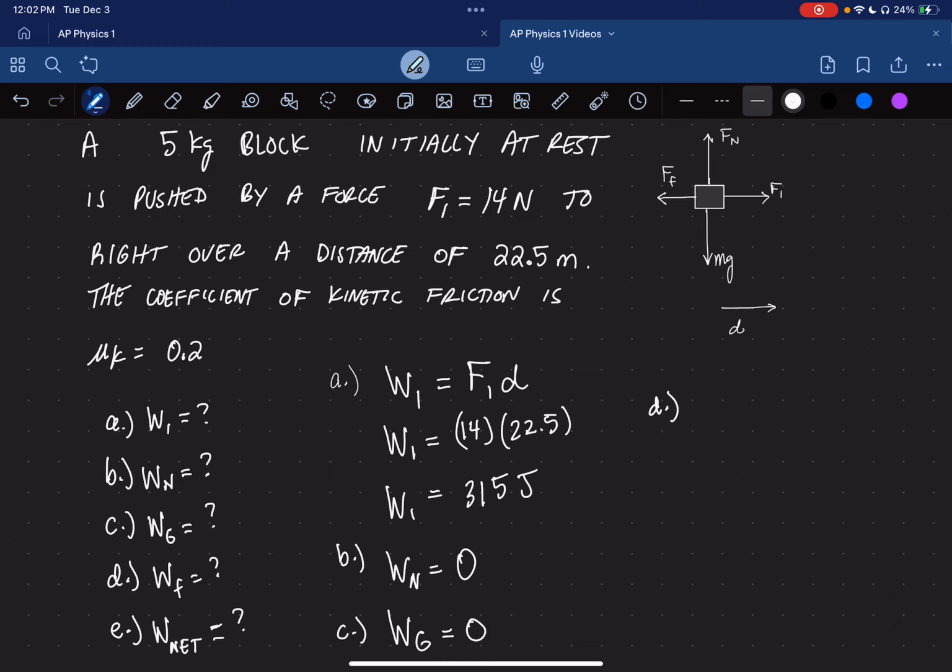Okay, finally, the work done by friction. Friction goes in this direction, distance goes here. So since those are opposite directions, we would use the work done by friction is negative friction force times distance. We know distance. Of course, they don't give us the friction force here. They do give us mu sub k, and so we remember that the friction force is mu sub k times Fn, kinetic friction, that is.